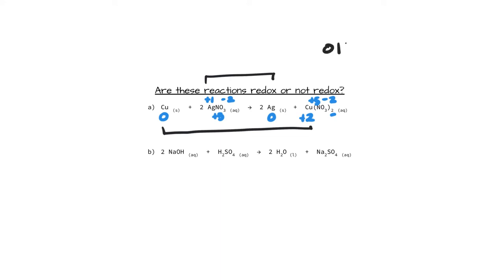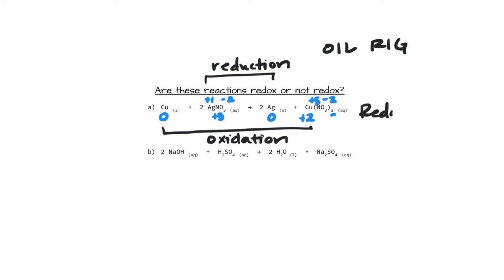So remember your acronym. I use oil rig. So oxidation is the loss of electrons. Copper lost electrons because it went from a 0 to a plus charge. So this is where oxidation occurred. And then for silver, it had to have been a gain of electrons because it became more negative, going from a +1 to a 0. So this is reduction. So in A, yes, this is a redox reaction.